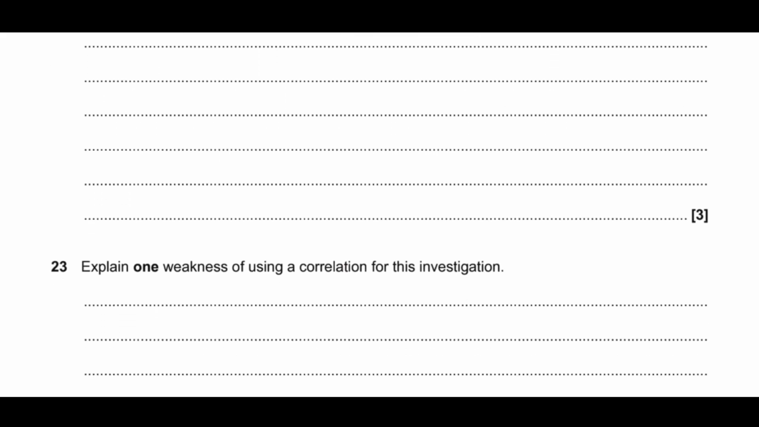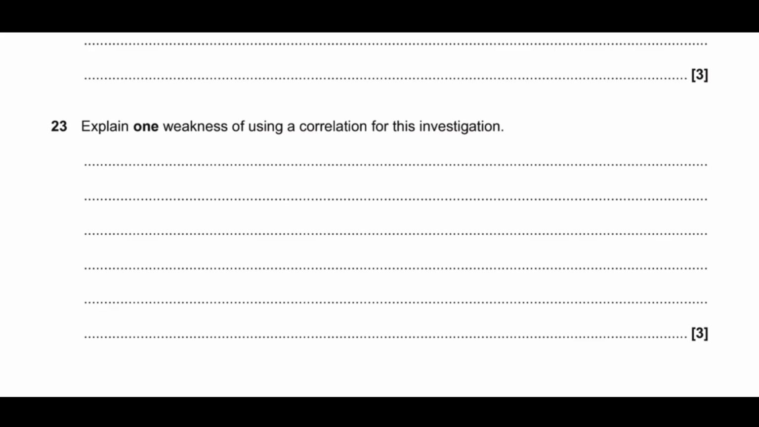Finally, for 23, explain one weakness of using a correlation for this investigation. For this one, it is pretty tough. In a weird way, we're sort of trying to compare using a correlation with an experiment. Remember what I said earlier, a correlation means that we as researchers don't actually manipulate any variables. So that means there's just 2 variables, they're called covariables, and we're just measuring if one goes up, does the other one go up? And that means, as I said earlier, there's no cause and effect. We don't know that that one thing causes the other thing.